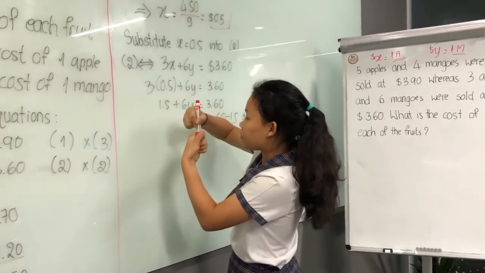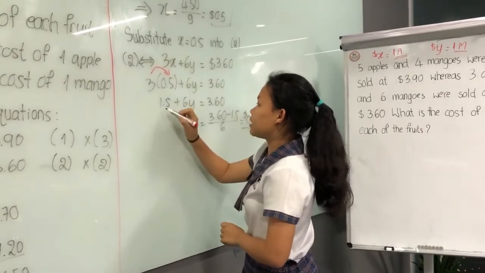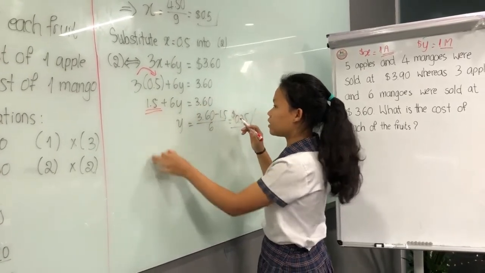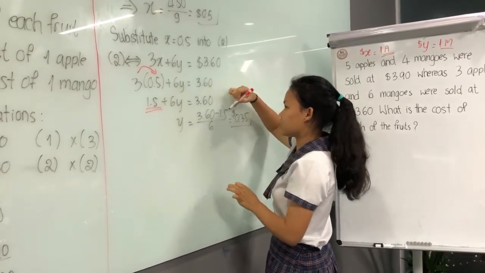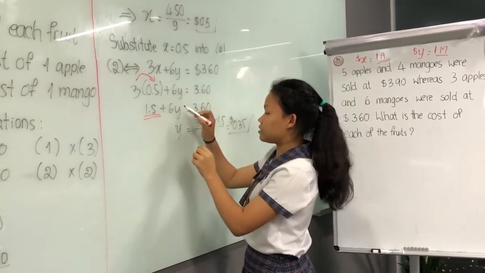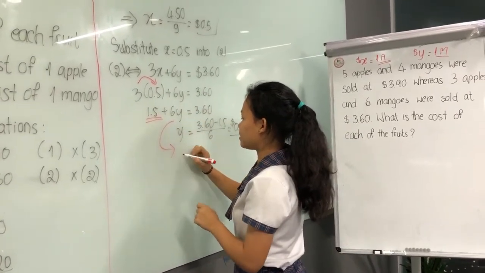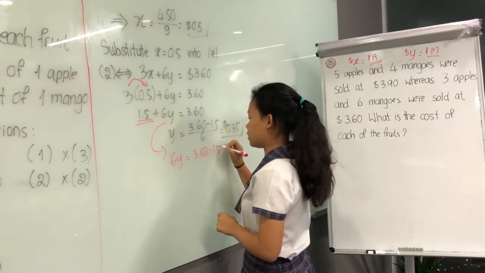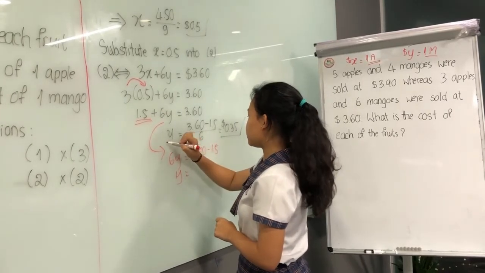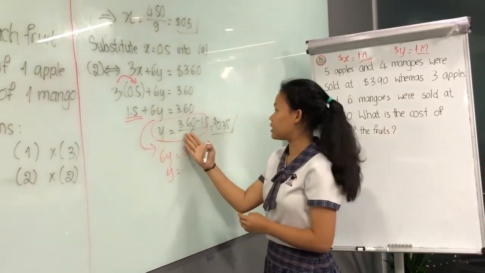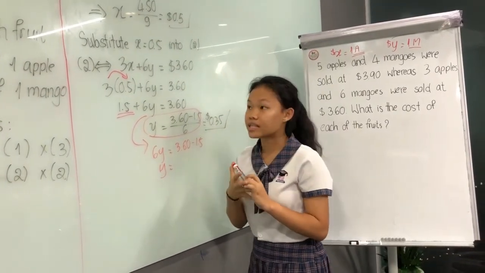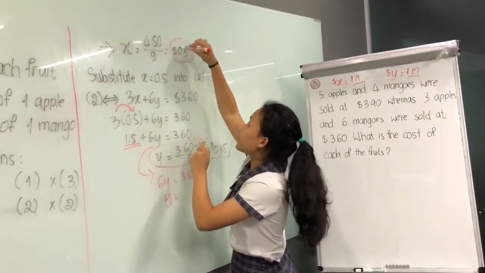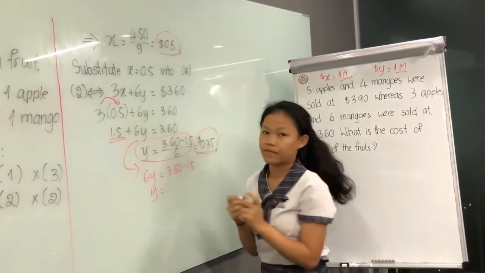And then you have to multiply this in, then you will obtain this, and then you have to find y. So move this term, then you will see 6y equals 3.60 minus 1.5. So to find y, you will see this equation, then you will see the answer. So the answer: 1 apple costs $0.5 and 1 mango costs $0.35.